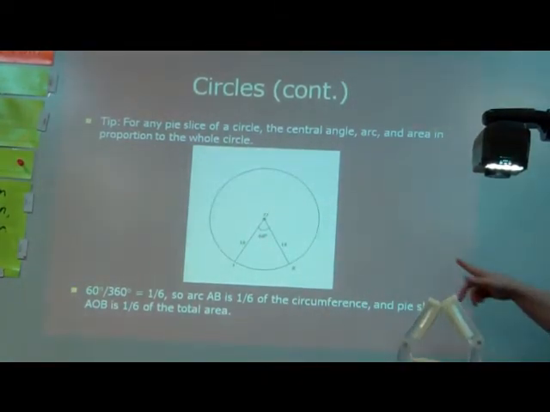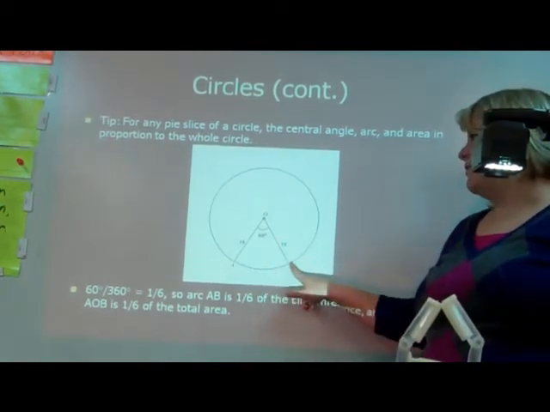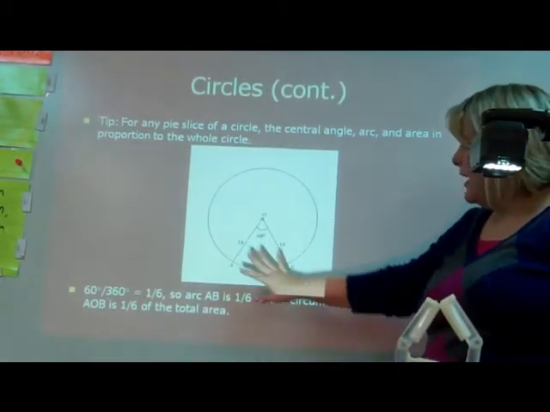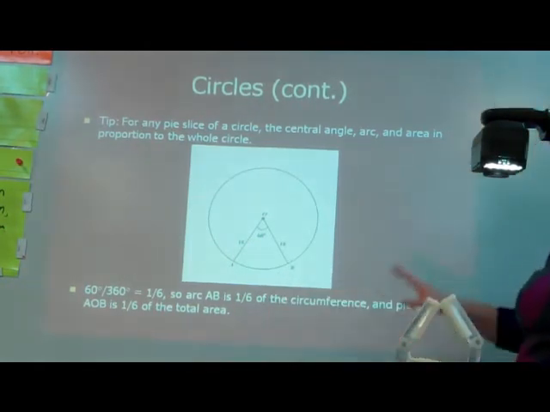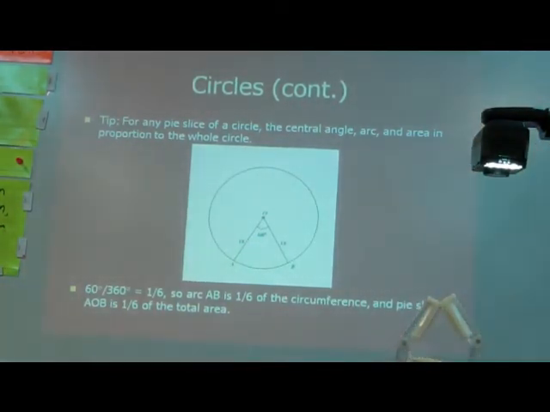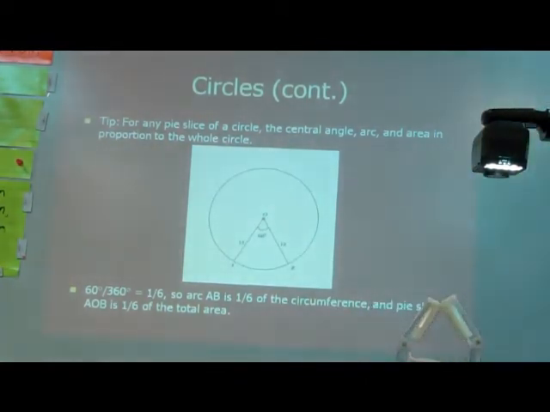So you could find the circumference by doing 2 pi r. 1/6 of that would be this. You could find the area by doing pi r squared. This would be 1/6 of that. So just remember to use a proportion to find either what we call arc length or sector area.